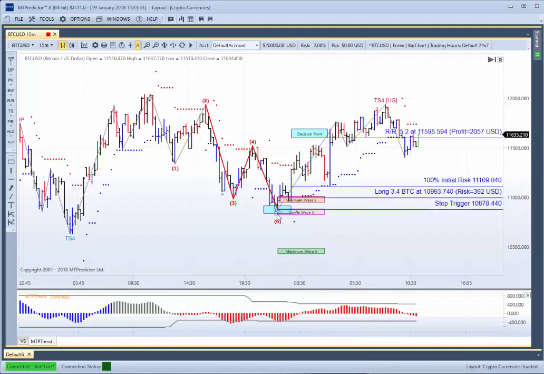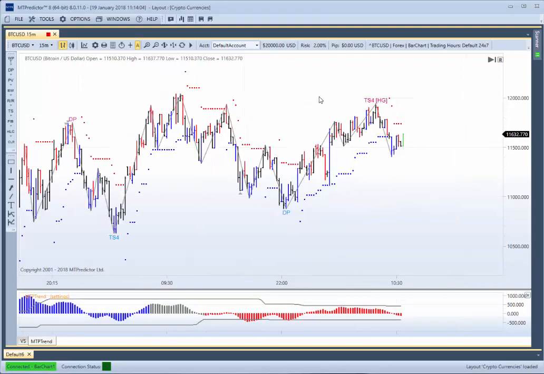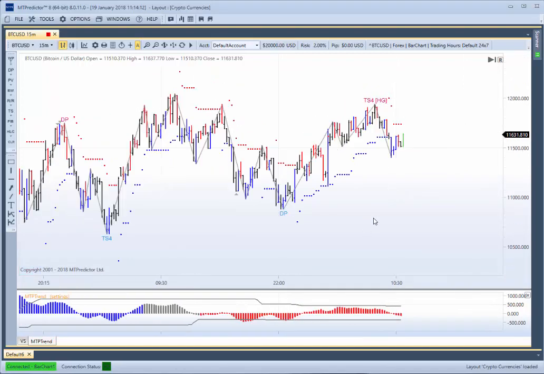If I do the analysis there, you see it did go up into the DP, which would have been the DP from the prior wave 4. So if you're a more experienced MTPredictor user, you may have wanted to consider that trade. That would have been good. But what I find interesting now is here we have, on a red MTP trend, a holy grail sell setup.